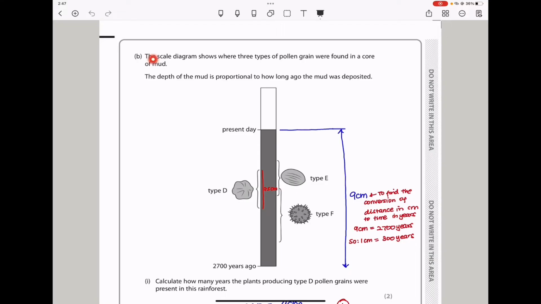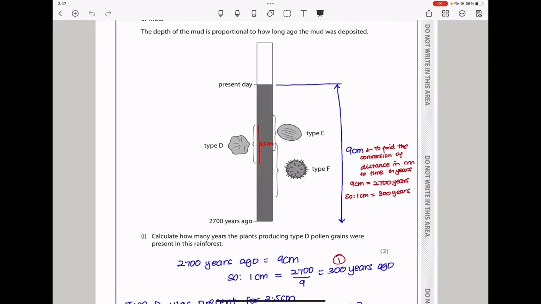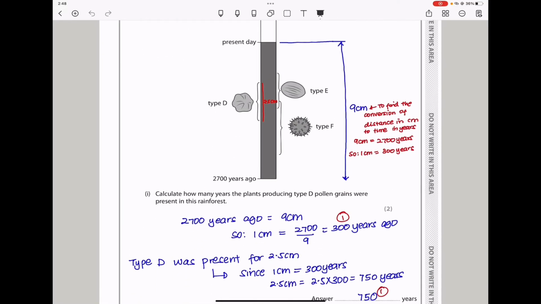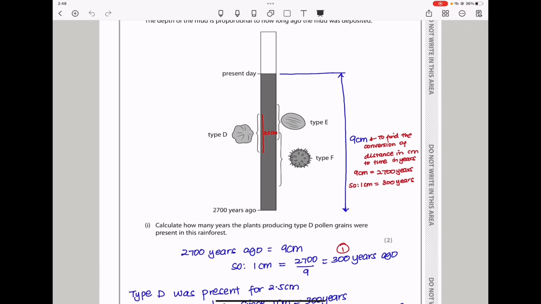In part B, the scale diagram shows where 3 types of pollen grains were found in a core of mud. The depth of mud is proportional to how long ago the mud was deposited. So here they've given us this is the present day, and this is 2,700 years ago. So down here they say, calculate how many years the plants producing type D pollen grains were present in this rainforest. So we can see this type was present for this period of time.